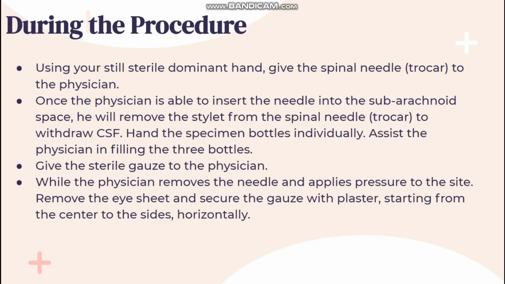Once the physician is able to insert the needle into the subarachnoid space, he or she will remove the stylet from the spinal needle to withdraw CSF. Hand the specimen bottles individually and assist the physician in filling the 3 bottles. Give the sterile gauze to the physician, and while the physician removes the needle and applies pressure to the site, remove the eye sheet and secure the gauze with plaster, starting from the center to the sides, horizontally.